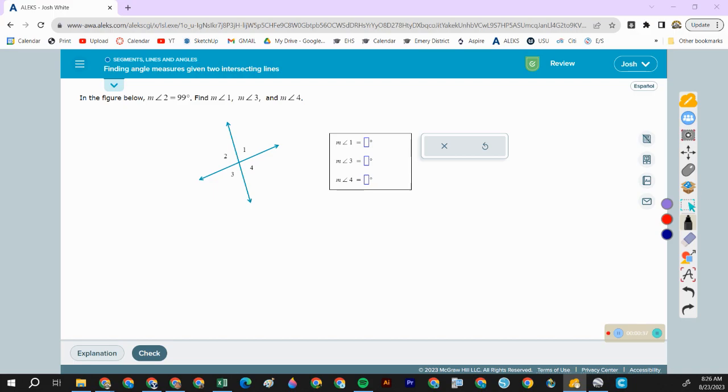So if we have angle 2 is 99, then angle 4 is also 99, and then those make a straight line. So these two add to 180. 180 minus 99 is 81, and then those are vertical, so it's also 81.